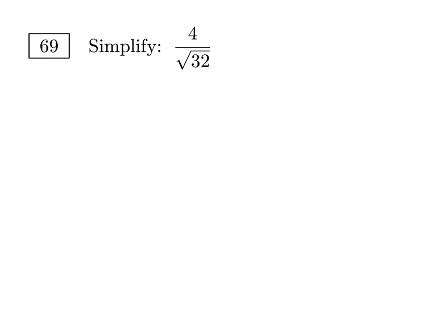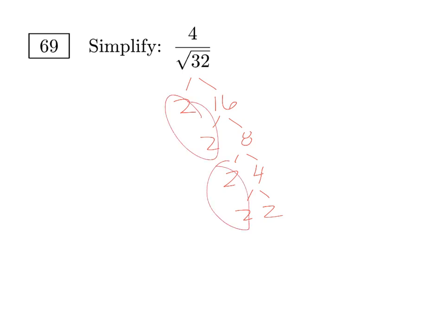Alright, simplify. Here I have the square root of 32. 2 times 16, 2 times 8, 2 times 4, 2 times 2. Looking for pairs. Alright, so I have 2 pairs of 2's, so it's going to be 2 times 2, which is 4, and then I'm left with a 2, so it's square root of 2 on the inside, and then I have 4 on top.